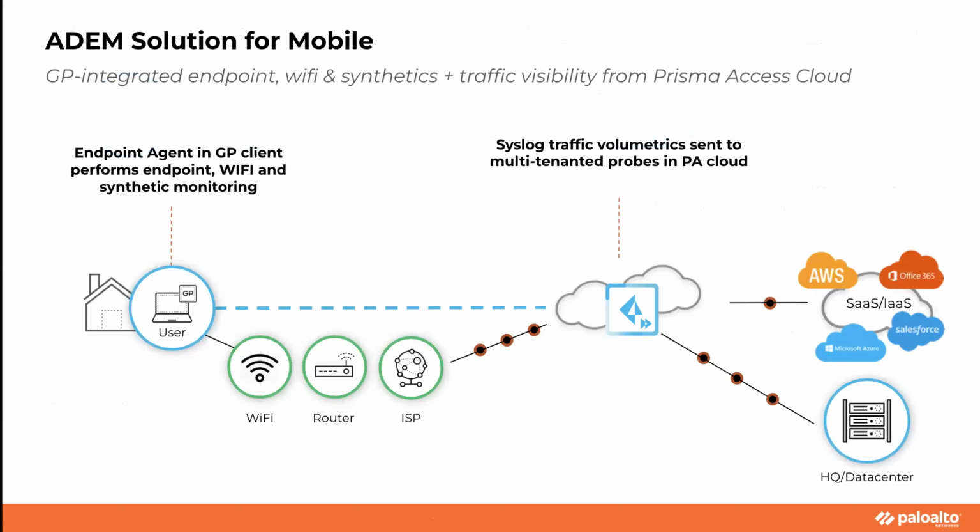ADEM solution for the mobile. ADEM functionality is natively integrated into the Global Protect app, as I mentioned earlier, and the Prisma Access, and you don't require any additional appliances or agents to deploy. Because of this native integration, this enables synthetic tests for applications you specify both from endpoint and from a different vantage points in the Prisma Access. ADEM continuously monitors the real user traffic as it crosses each segment from the endpoint to the application and identifies baseline metrics for each application.